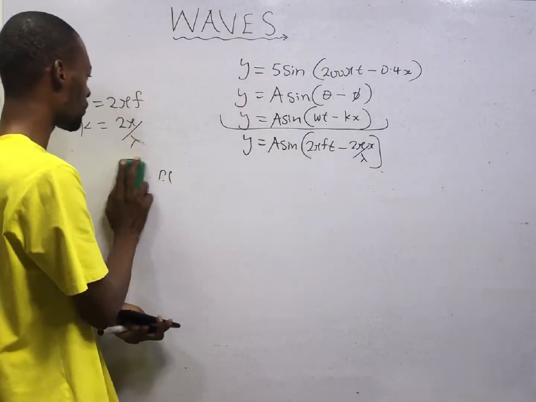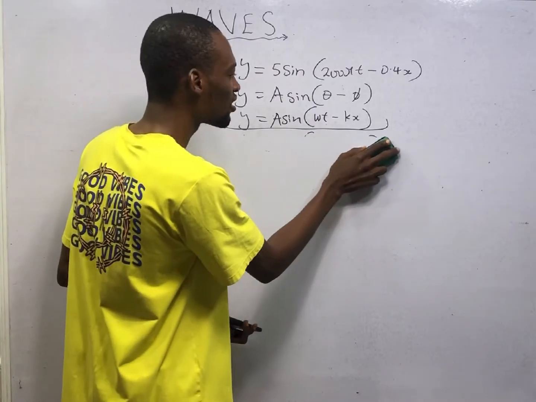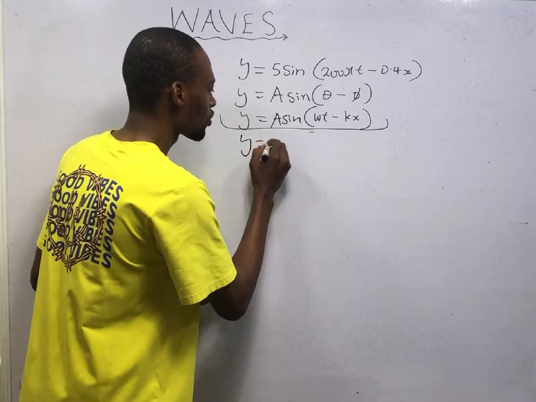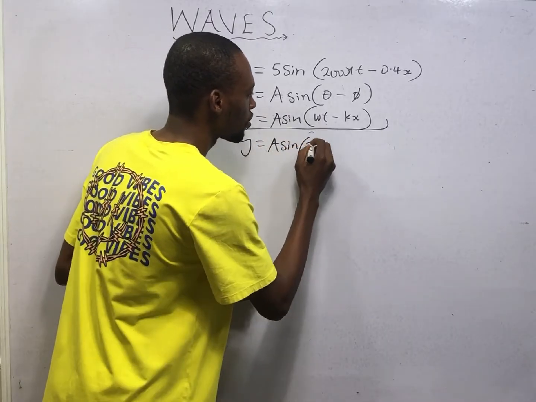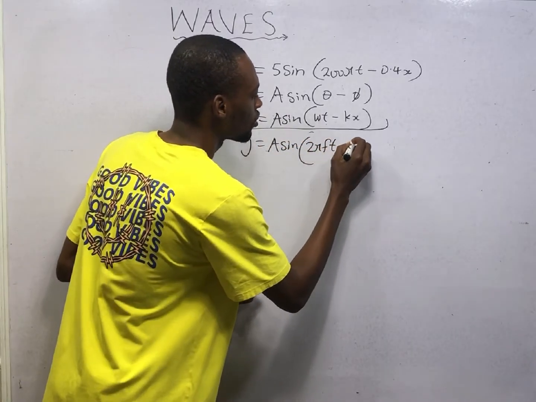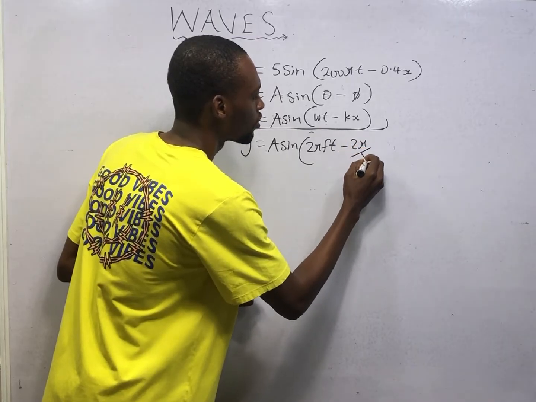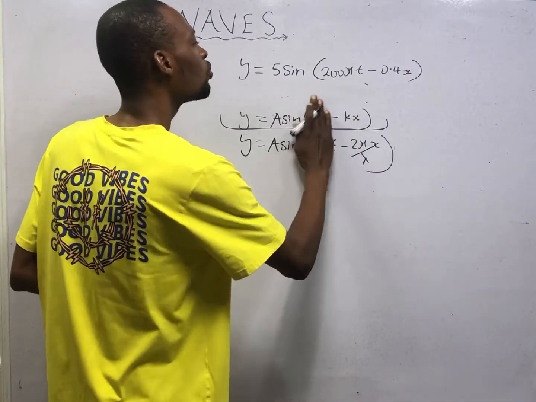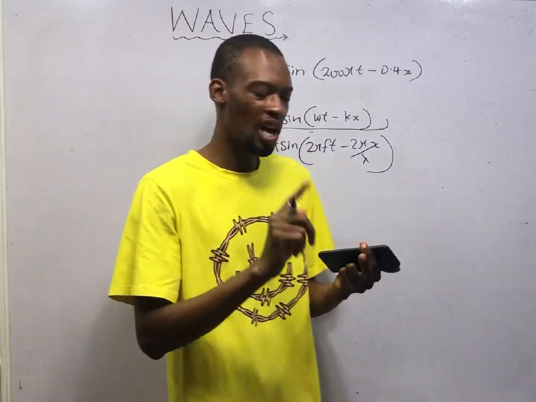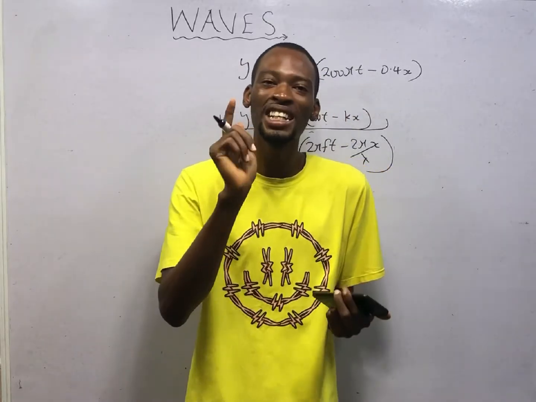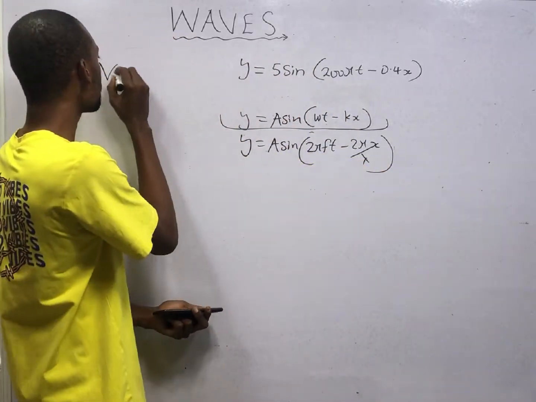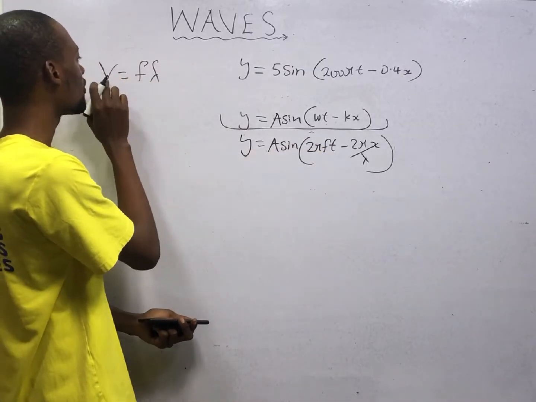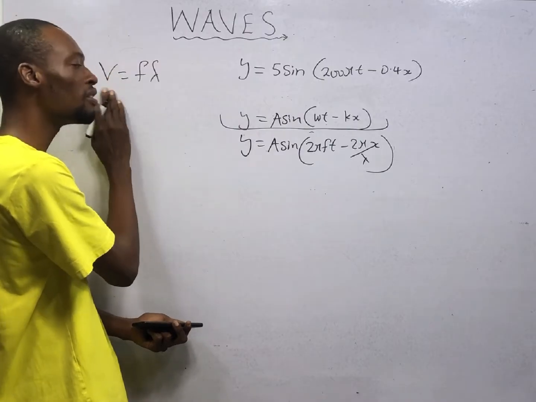This is something I will do for you. Understand these two formulas. With these two, you'll be able to solve for amplitude, frequency, wavelength, and even velocity, because v equals f lambda. If you're able to arrive at wavelength and frequency, you'll be able to get velocity.